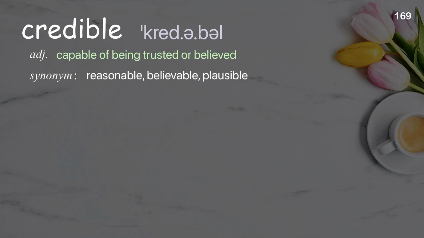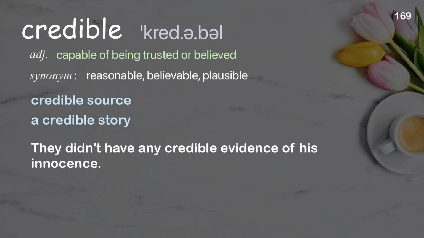Credible. Capable of being trusted or believed. Examples: Credible source. A credible story. They didn't have any credible evidence of his innocence.